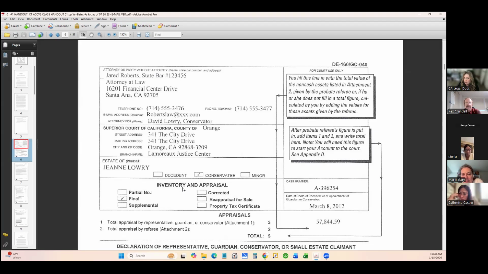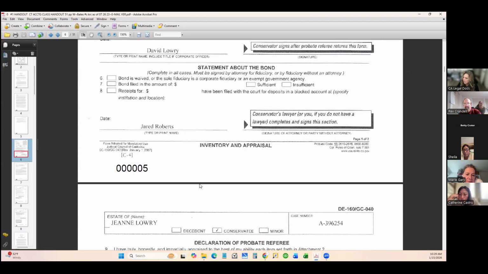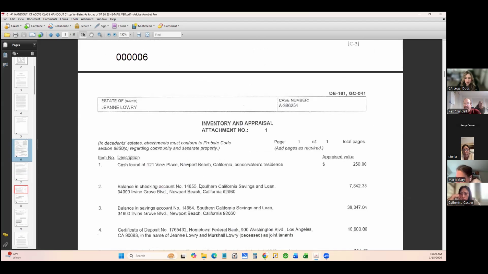You're not going to need an accountant. So you will not need any of this if you're only conservator of the person, or limited conservator of the person. Any other questions before it goes off?